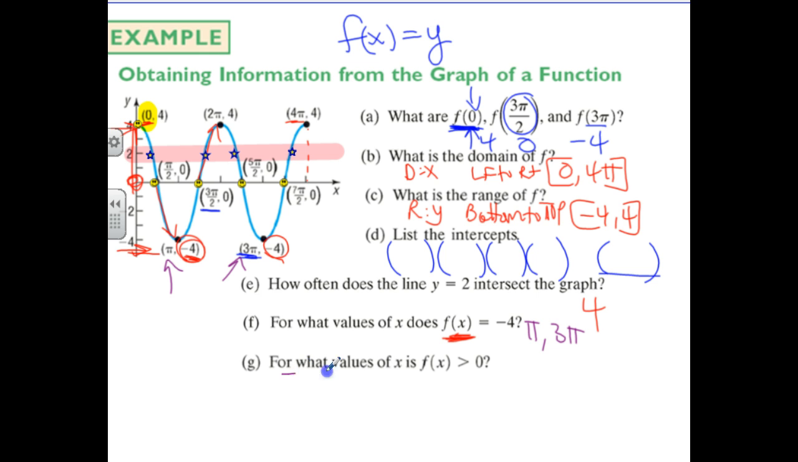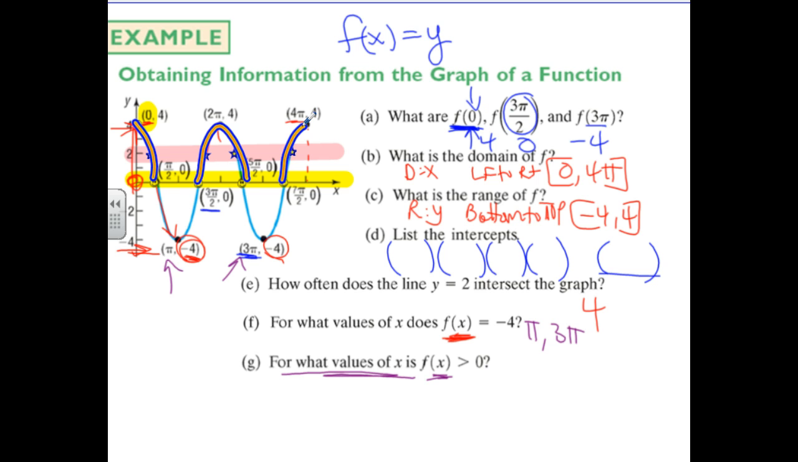And down here it says for what values of x is the y value greater than 0. And the y value is greater than 0 for everything that's above this yellow line. So I'll try to graph in this piece, it's greater than 0, this piece is greater than 0, and this piece is greater than 0.